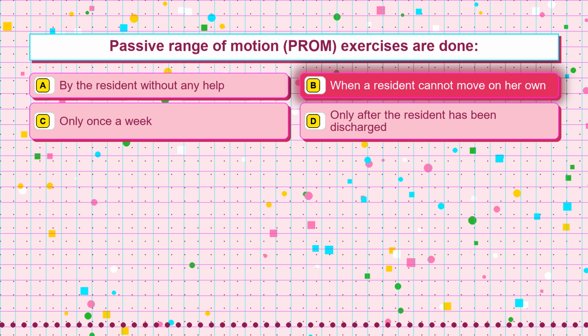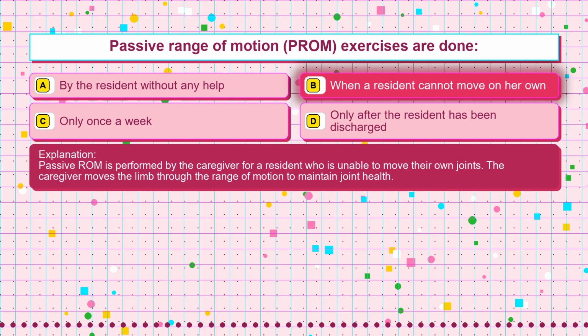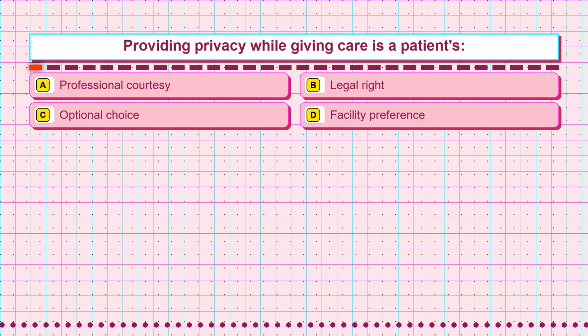The correct answer is option B, when a resident cannot move on her own. Passive ROM is performed by the caregiver for a resident who is unable to move their own joints. The caregiver moves the limb through the range of motion to maintain joint health. Question 58. Providing privacy while giving care is a patient's.